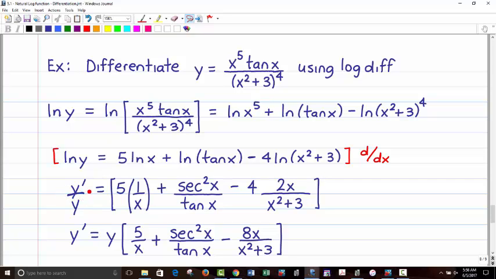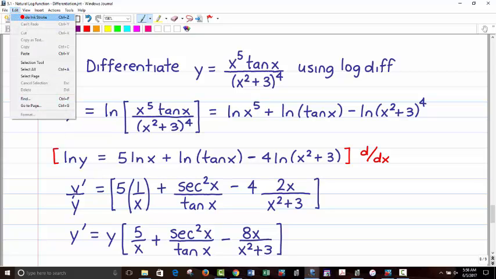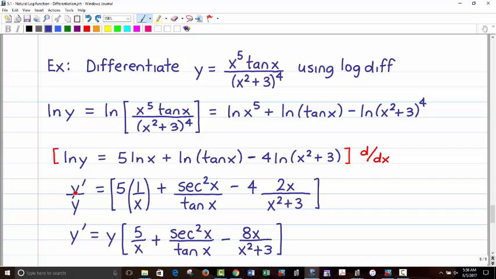So let's think about the right side. The right side then becomes, the derivative of ln of x would be 1 over x. And then the derivative of ln of tan of x would be the derivative of tan of x over tan of x. Well, the derivative of tan of x is sec squared.